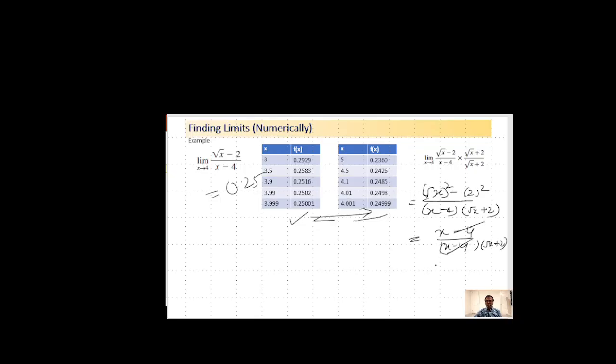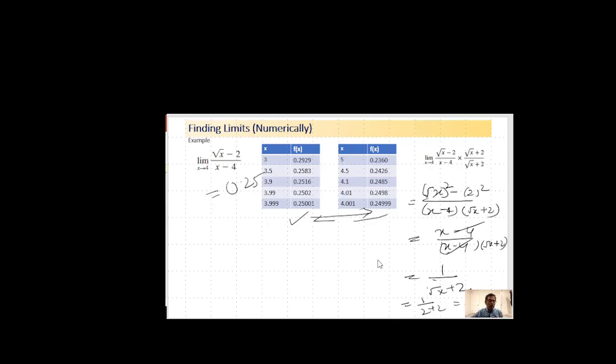So this can cancel. What is left is 1 over x plus 2. Now if you plug in the value x is equal to 4, this gives me 1 over 2 plus 2, which is 1 over 4, equal to 0.25. So this is another way of finding it.